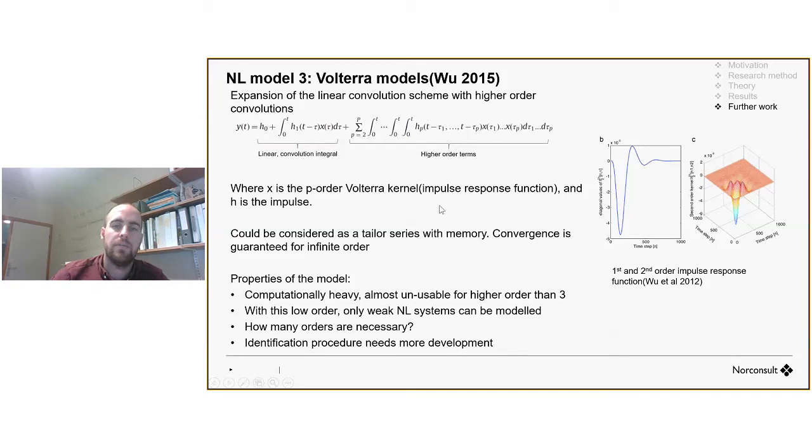But this is mathematically good, but it's really computationally heavy. You get tons of terms, and it's almost unusable for orders higher than 3. And is that enough? How many do we need? We don't really know. And the identification procedure is kind of hairy, I think. It's basically a hard model to calibrate.